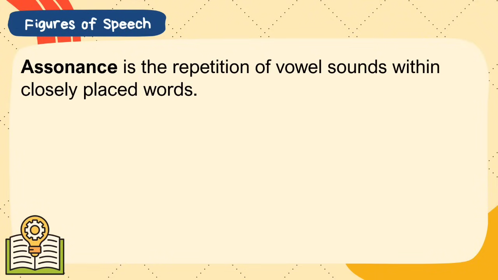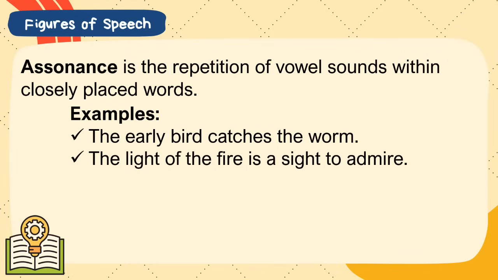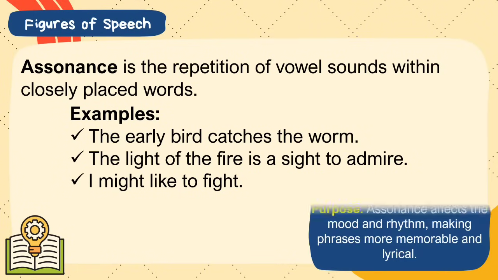We also have assonance. Assonance is the repetition of vowel sounds within closely placed words. For example, the early bird catches the worm. The light of the fire is a sight to admire. I might like to fight. And the purpose? Assonance affects the mood and rhythm, making phrases more memorable and lyrical.